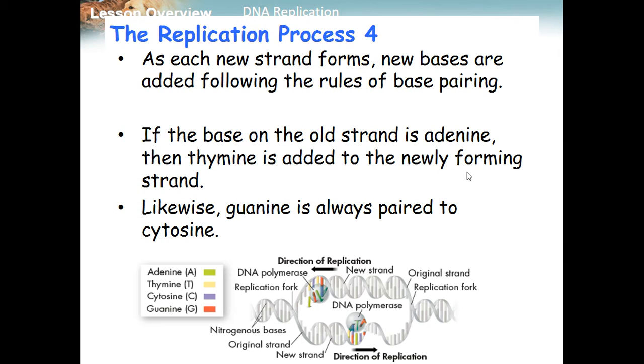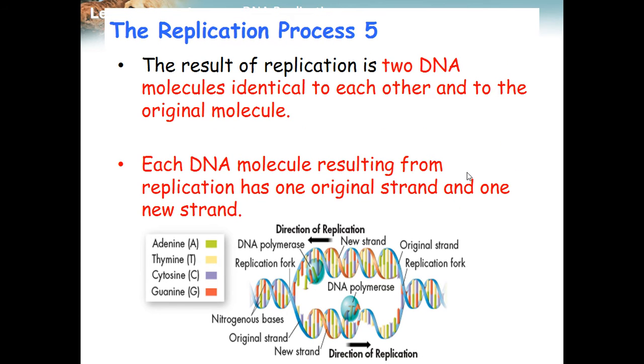As each new strand forms, new bases are added following the rules of base pairing. If the base on the old strand is adenine, then thymine is added on the newly formed strand. Likewise, guanine is always paired with cytosine. The result of replication is two DNA molecules identical to each other and to the original molecule. Each DNA molecule resulting from replication has one original strand and one new strand of DNA.